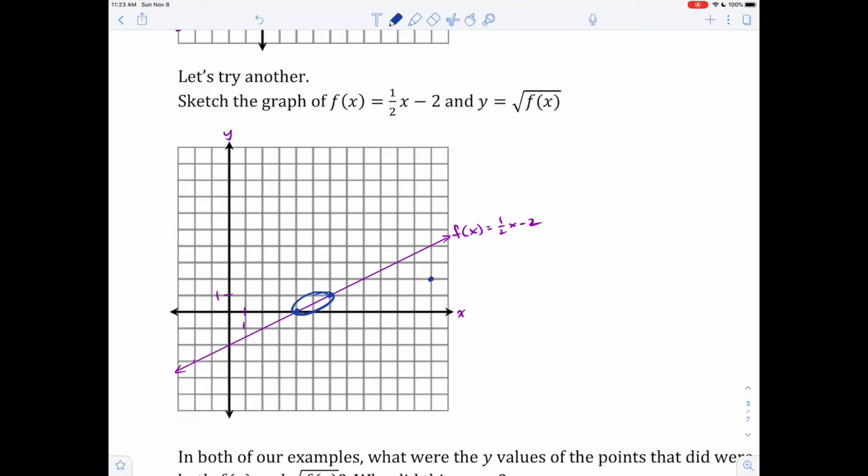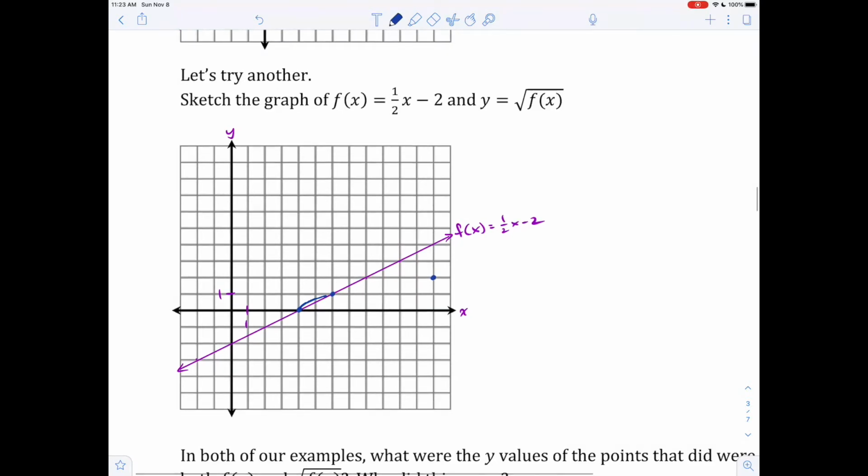In this region, it will be greater than the original curve, the original line. And then in this region, it will be under it. So there's our graph of y equals root of f of x.